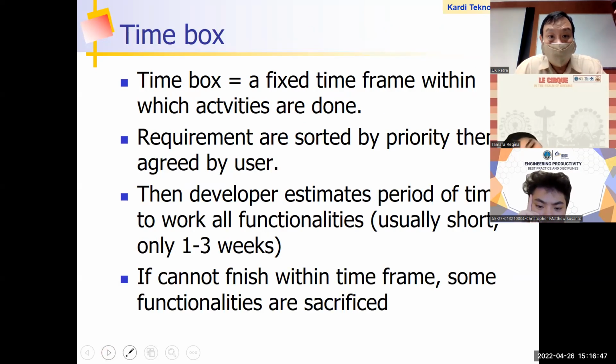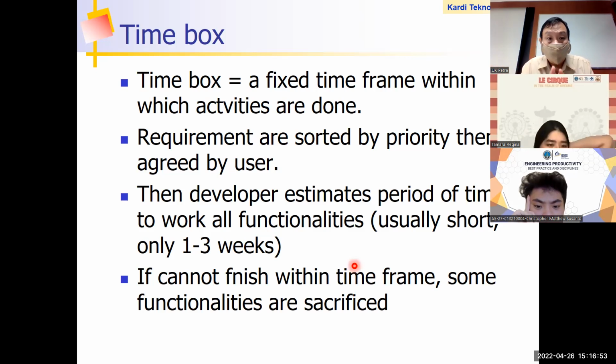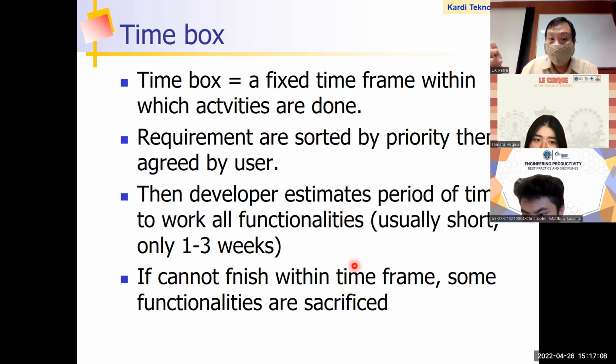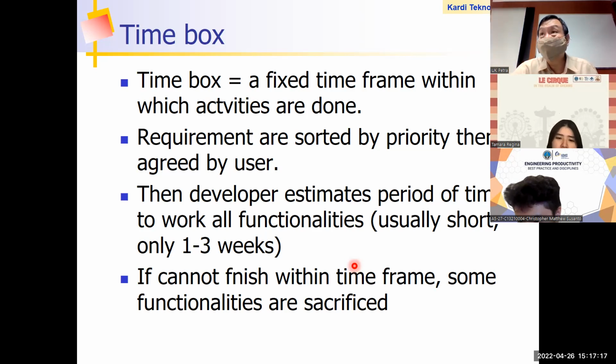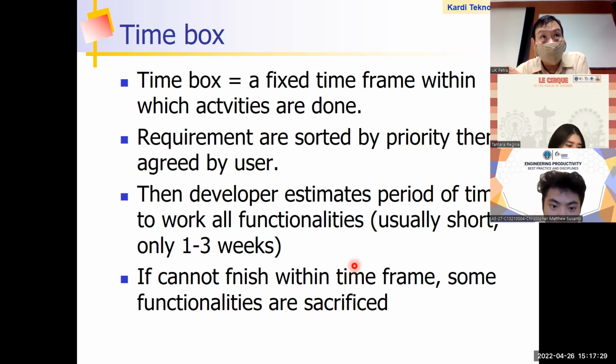Okay, and there is a term called time box. What is a time box? A time box is a fixed time frame within which the activities are done. That means the requirements are sorted by priority and agreed by the user, and then the developer will estimate the period of time to work on all this functionality. For example, oh, I can finish this in 3 weeks, or I can finish this in 2 weeks. And they need to deliver exactly what they say, right?